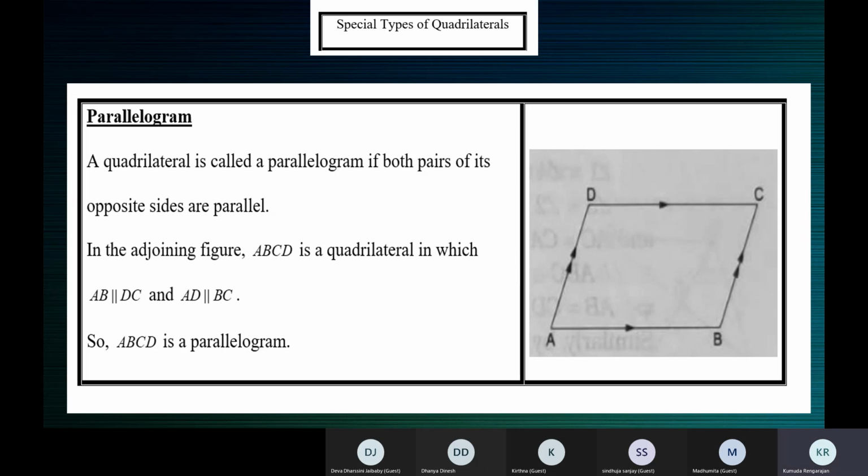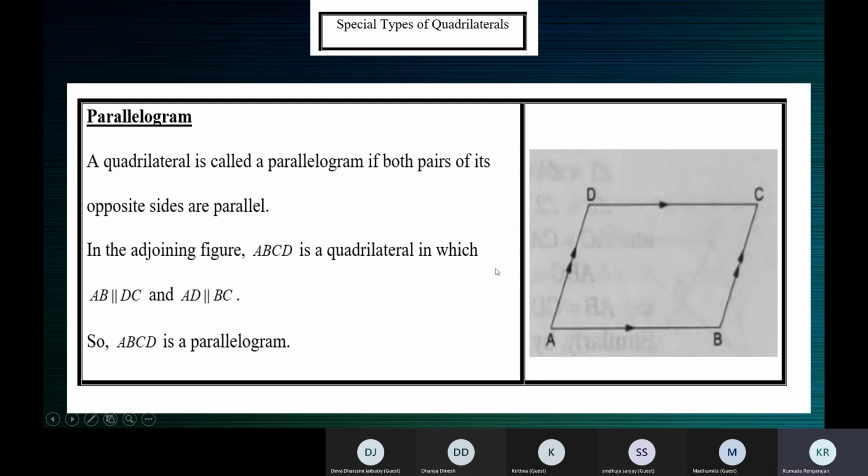Diagonals are unequal. Diagonals bisect each other, in brackets, not at right angles. And both the pairs of opposite angles are equal. Now apply the properties to the figure you see on the screen and tell me.